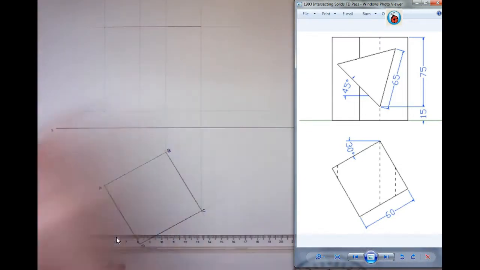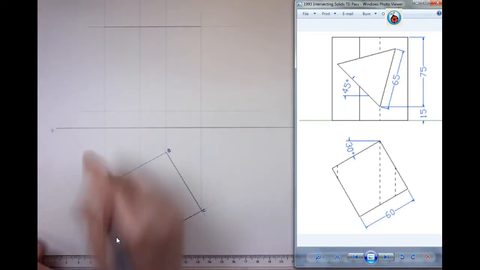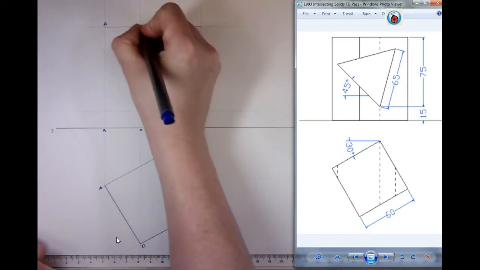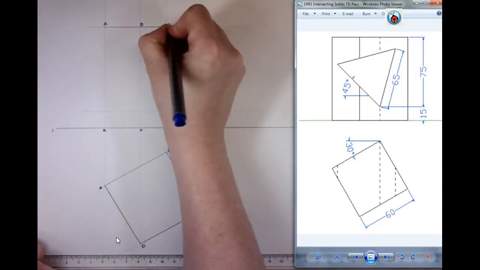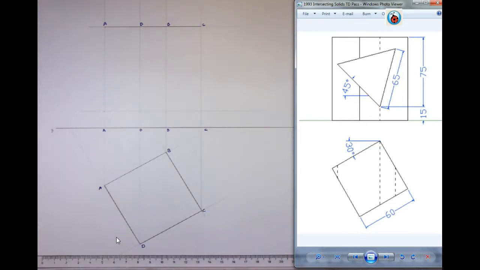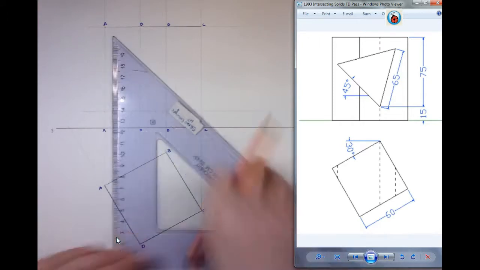I'm not going to darken in my elevation yet, but I am going to label it. So the line A, the line D, B, and C. Now I'm going to find a side view of the square prism. Still haven't looked at the equilateral triangle.